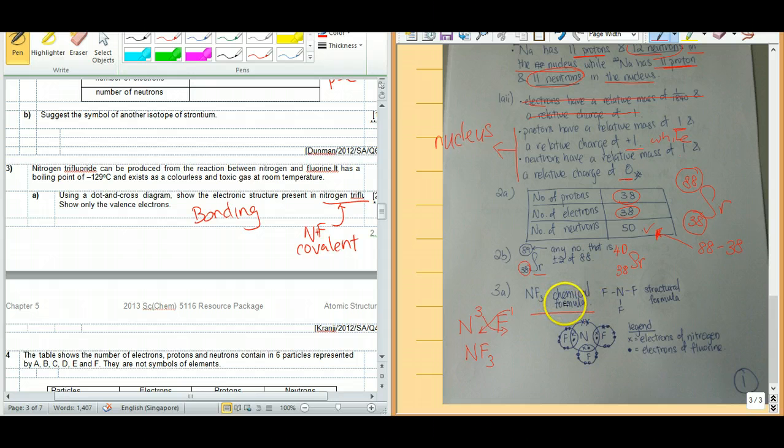So once you get the chemical formula, you can actually determine the structural formula, where you have NFFF. How do you determine the structural formula? You're actually looking at the special number. Okay, the special number actually tells you the number of bonds of each element.